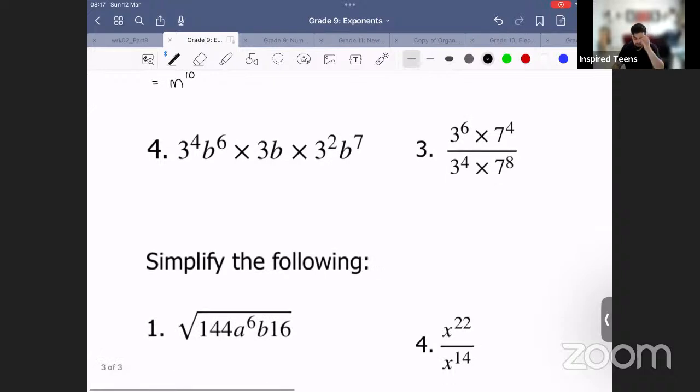Okay, 3 to the power of 4. Let's have a look at this. Now we have multiple variables. Actually, one is like a constant. We have a number base and we have a variable base.